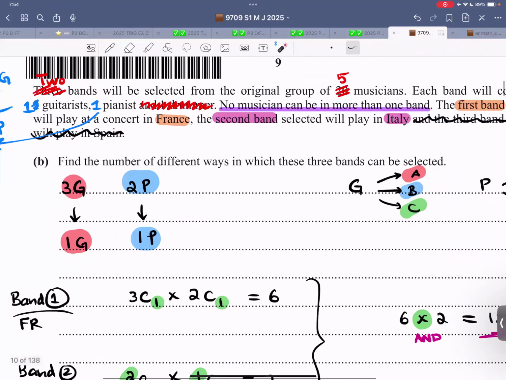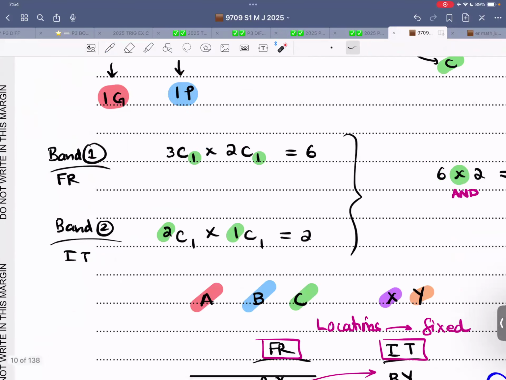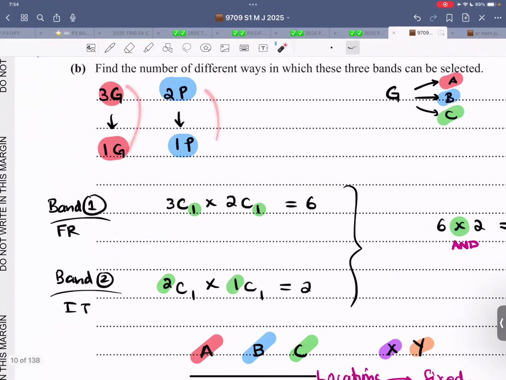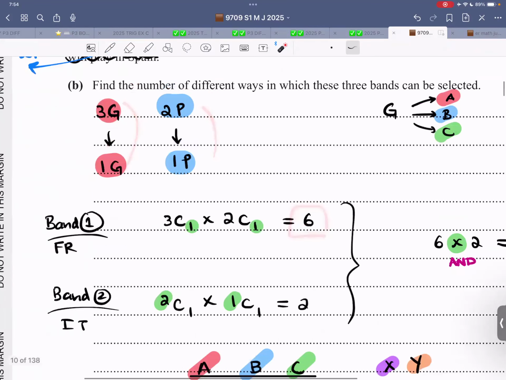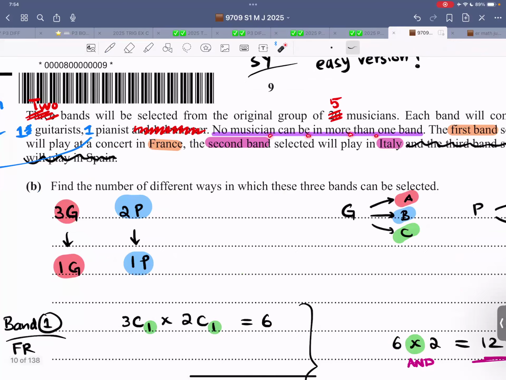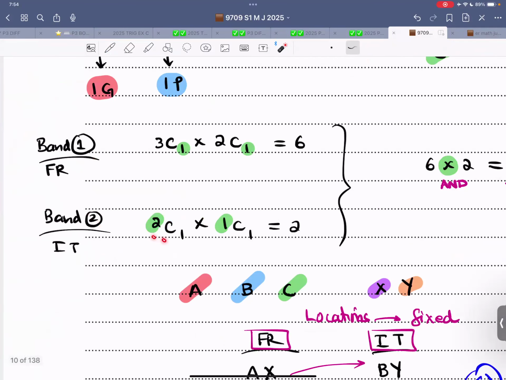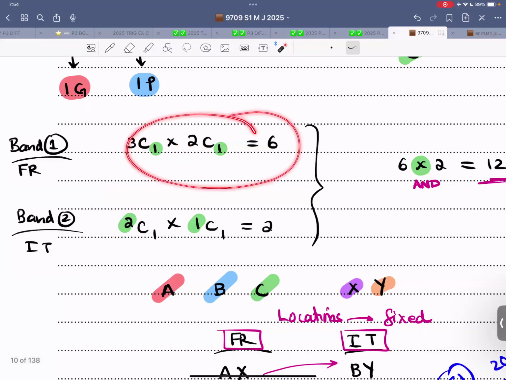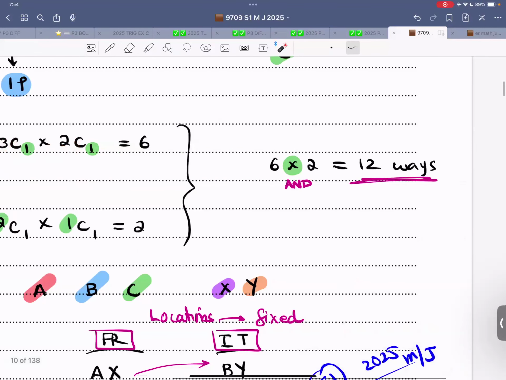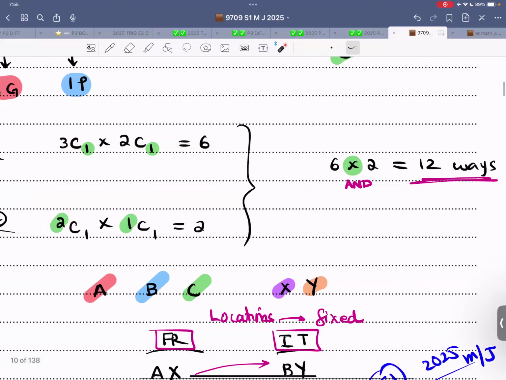Now, first of all, band 1 will play in France. 3C1 into 2C1. 3C1, 2C1, that is easy. But since no musician can be in more than one band, what should I do? Now 3 reduces to 2 and 2 reduces to 1, so this comes out to be 2C1 which is 2. So now this thing will be happening and simultaneously this thing will be happening. So 6 into 2 is 12.